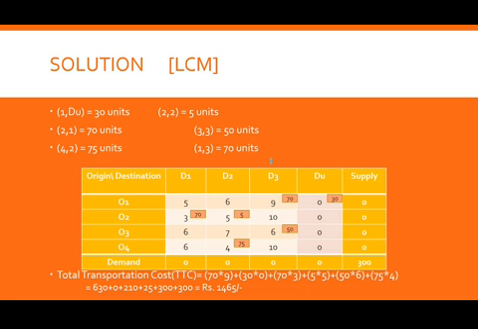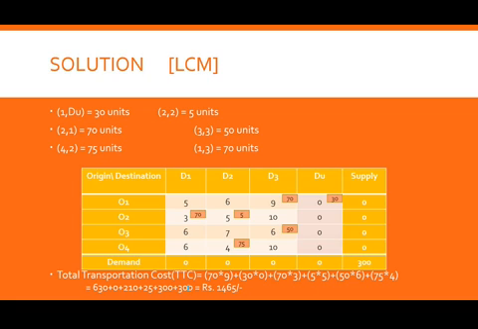Finding the total transportation cost, TTC. So TTC is 70 into 9 plus 30 into 0 plus 70 into 3 plus 5 into 5 plus 50 into 6 plus 75 into 4. So 70 into 9 is 630, 30 into 0 is 0, 70 into 3 is 210, 5 into 5 is 25, 50 into 6 is 300, 75 into 4 is also 300.